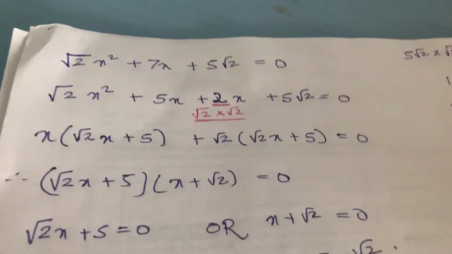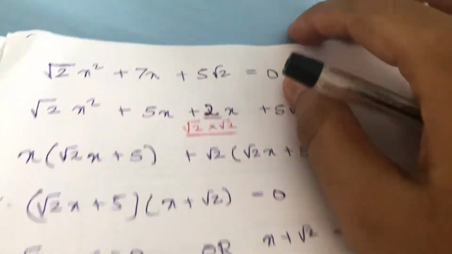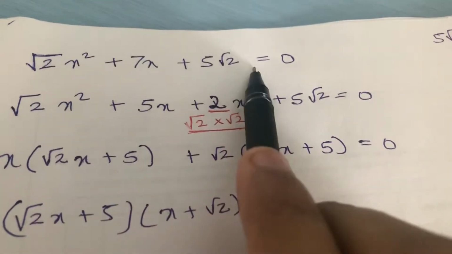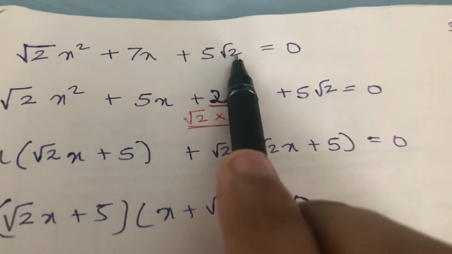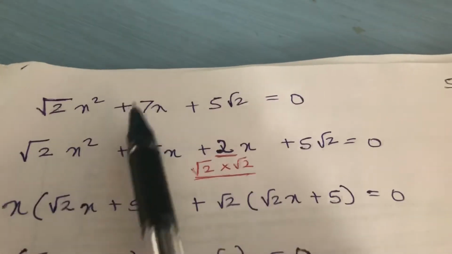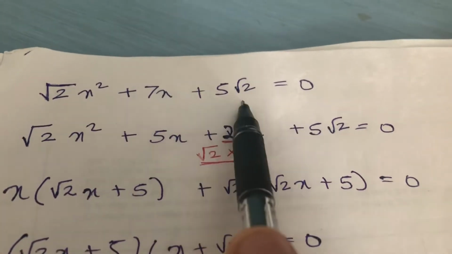Let us look at the next question. In these type of questions, when you can see the root sign, you generally tend to get afraid, but there is nothing much to get afraid about it. Okay, so now you have root 2 and 5 root 2 here.